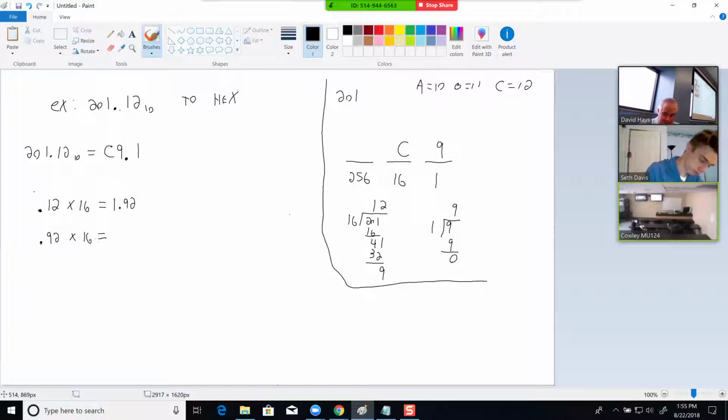So you multiply that by 16, which is 14.72. Which means 14 goes up here. What's 14? E. And the 0.72 goes down here. And you continue the process. You multiply by 16. Gives us 11.52. We already said 11's B. And then 0.52 carries down here.